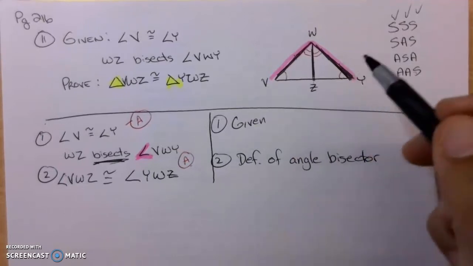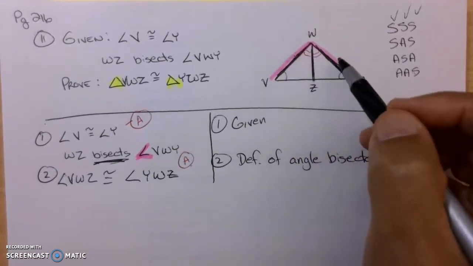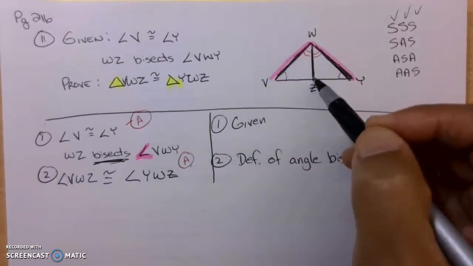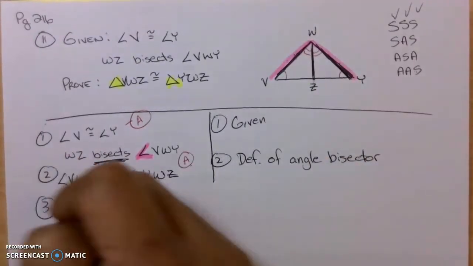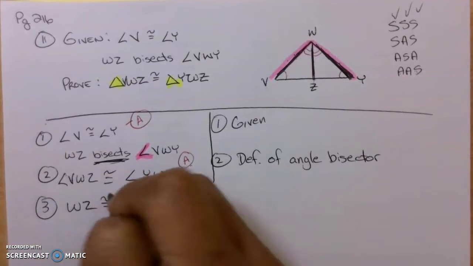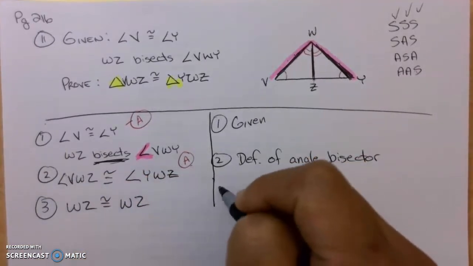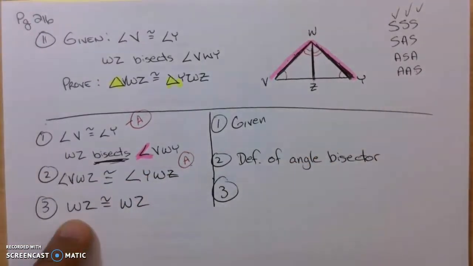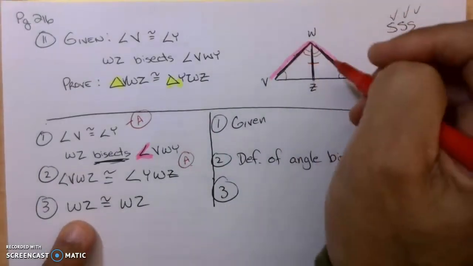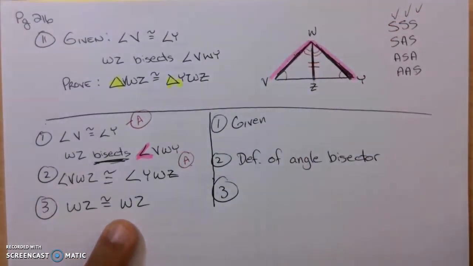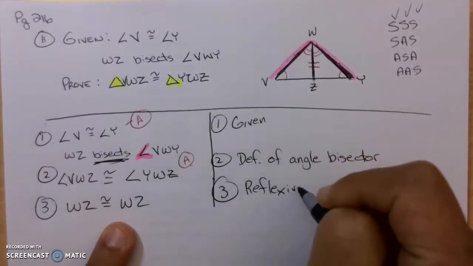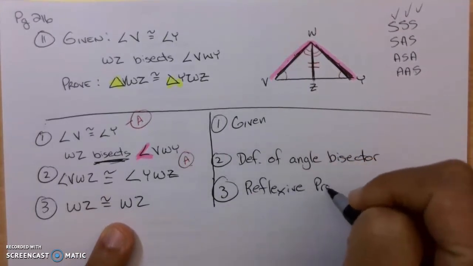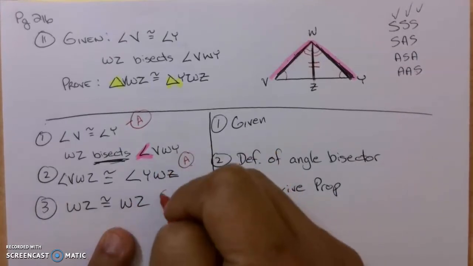Well, maybe. But there's no indication, whether in the given or otherwise, that this is the midpoint. Never said that. But this third side length is being used by both triangles. And that's the third step: WZ is equal to WZ. And that is because of the reflexive property. And now we have the side.